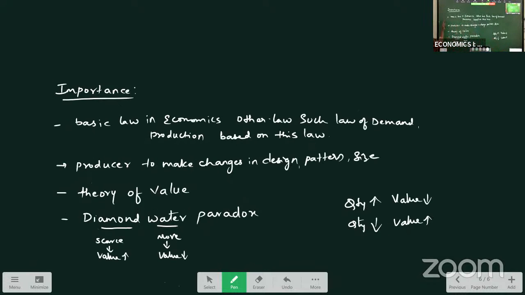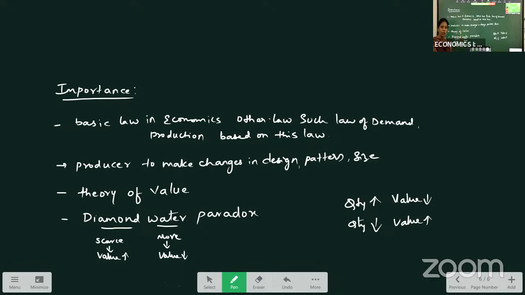Then you can see the importance of the law. This law is the basic law in economics, and other laws are based on this law. Okay, that's why we study this law. Though it has certain limitations, it is the basic law of consumption, on which other laws in economics depend. It will be useful for the producer, to make changes in the design pattern and all. Then it is useful to explain the theory of value. Whenever less quantity is there, it will have more value. Whenever more quantity is available, it will have less value.